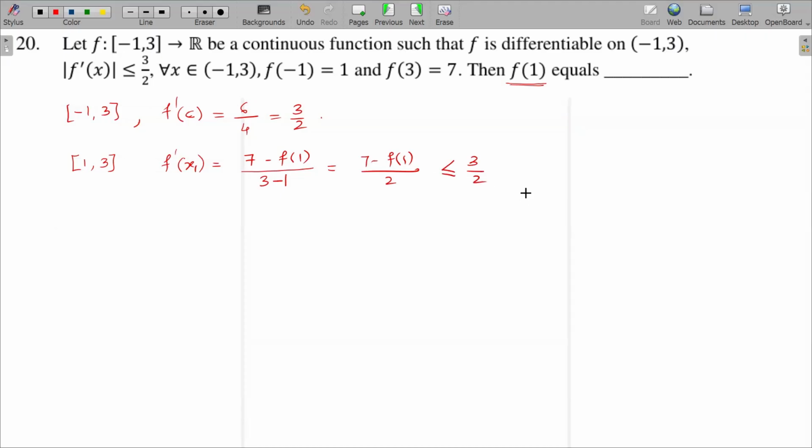Yes, sir. I'm just writing, I don't know whether this will help. So 7 minus f of 1 is less than or equal to 3. Then f of 1 is bigger or equal to 4, right? Yes, greater than or equal to 4. Okay, I got one piece of information. Now what to do?